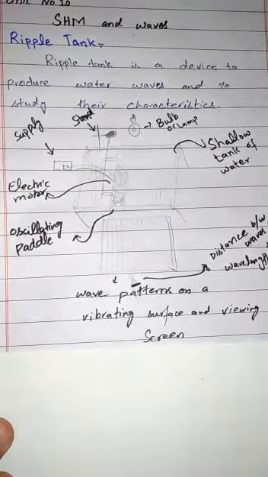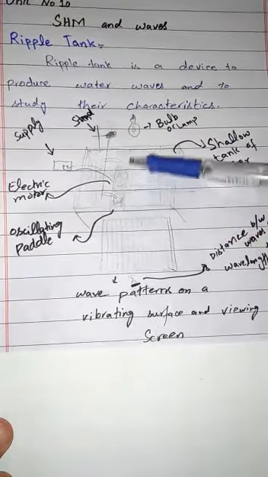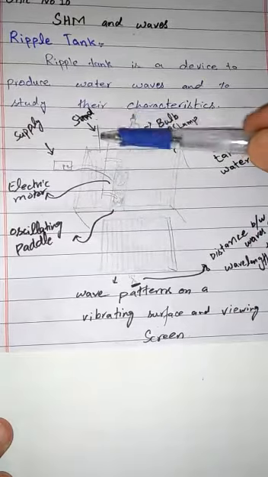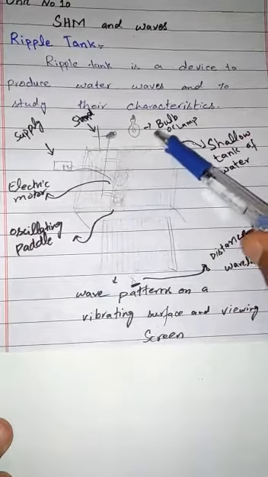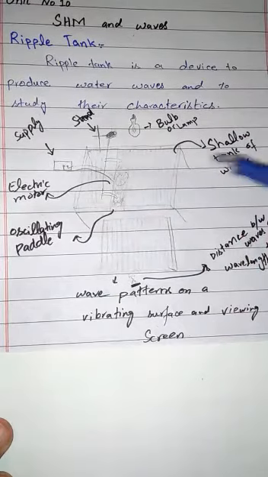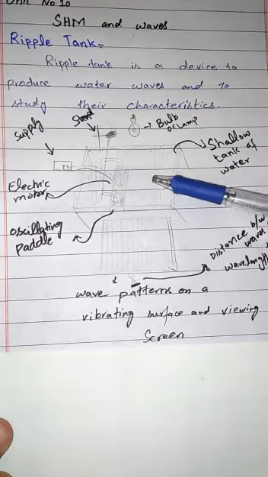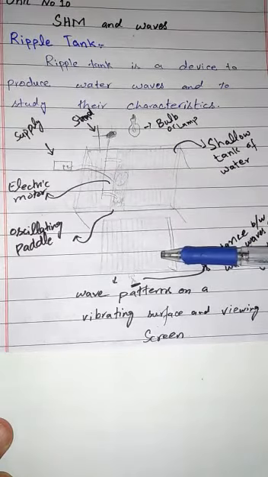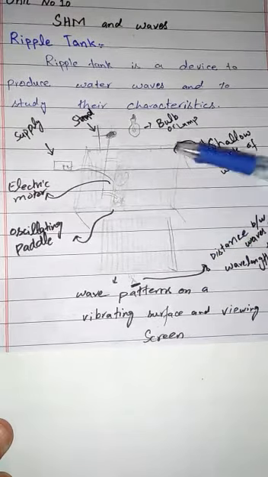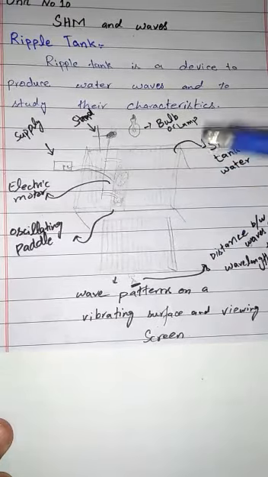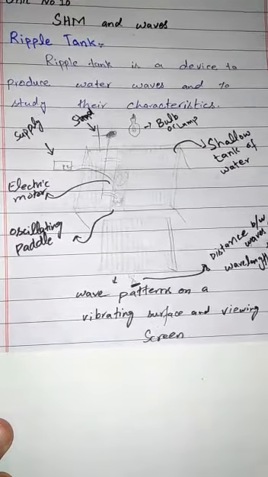Here is a diagram of a ripple tank. There is an electric motor attached to a pendulum, a stand, a supply, an oscillating paddle, an electric bulb, and a shallow tank of water. This is a ripple tank, and by the ripple tank we can get this type of pattern of waves on the vibrating surface, viewed on the screen. This is the apparatus by which we can get clear waves of a straight waveform like this.